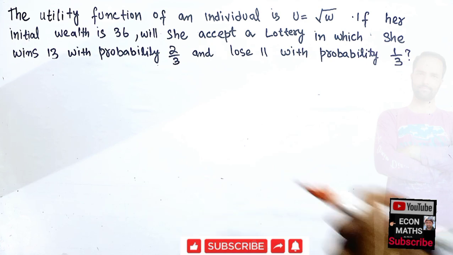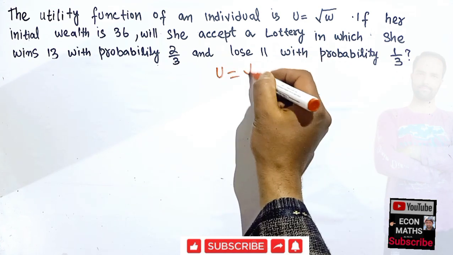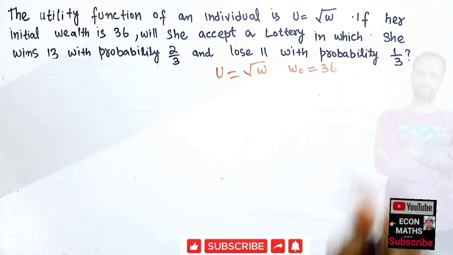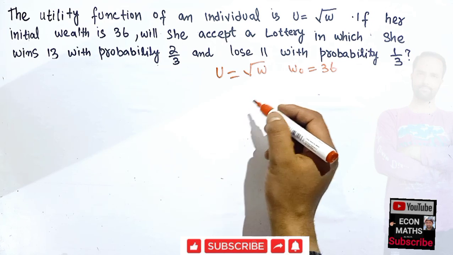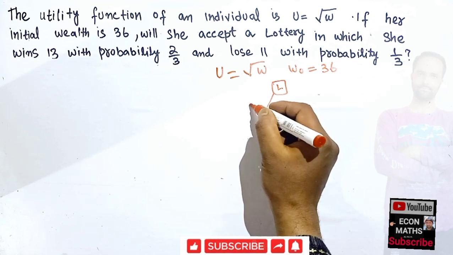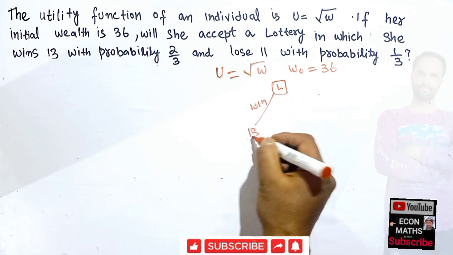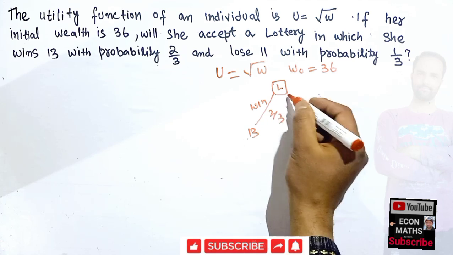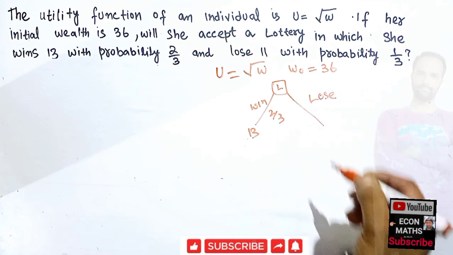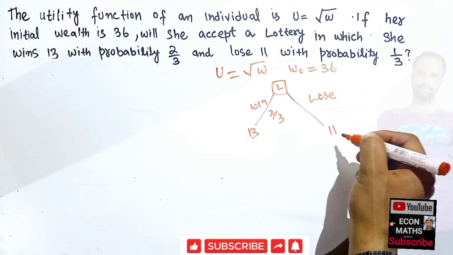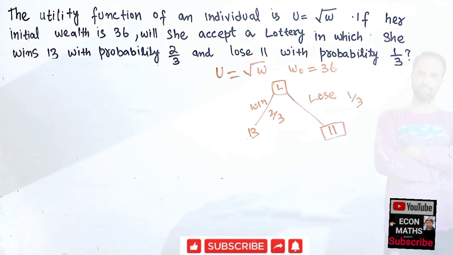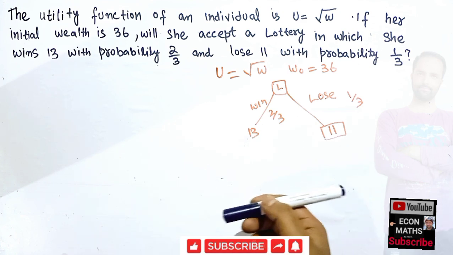Okay, so actually we are being told that the utility function is √w. The initial wealth of the agent is 36. She is being offered a lottery in which she will win 13 with probability 2/3, and there is also a chance she will lose 11 rupees with probability 1/3. We need to see whether she will accept this gamble or not.